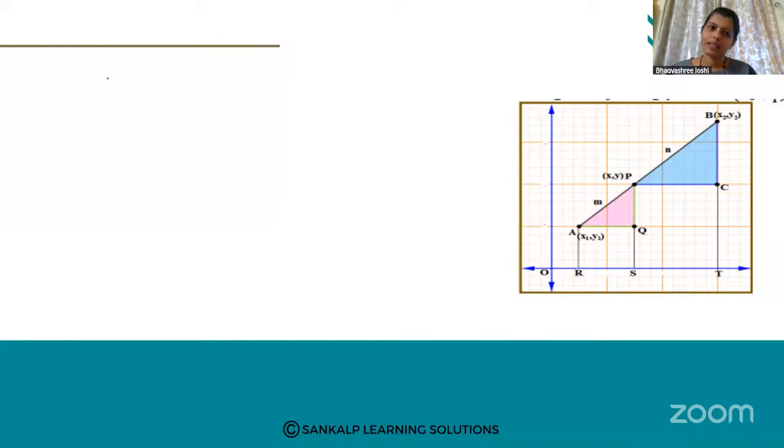See, this is your home. Call this A. This is your school. Call this B. Suppose you have to go from your home to your school. From here to here, say the distance is 100 meters. From your home to school, the distance is 100 meters.